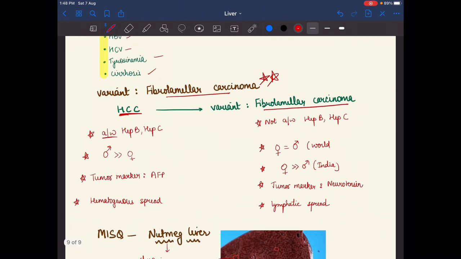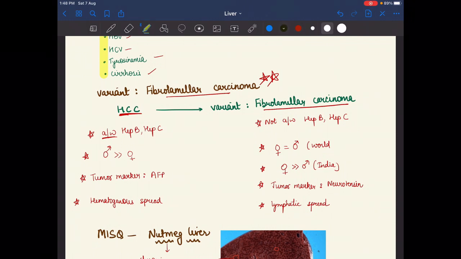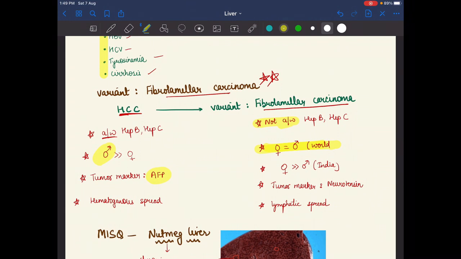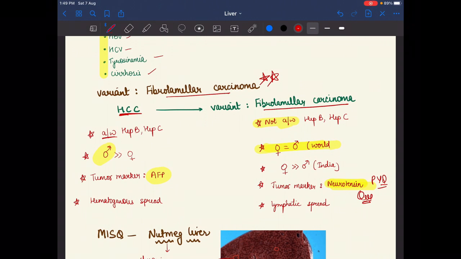HCC is associated with hepatitis B and C, while fibrolamellar is not associated with hepatitis B or C. Hepatocellular carcinoma is found most commonly in males, while fibrolamellar carcinoma is equal in both male and female. Now, the tumor marker for HCC is alpha fetoprotein, while the tumor marker for fibrolamellar carcinoma is neurotensin. Please remember it. It is a previous year question.